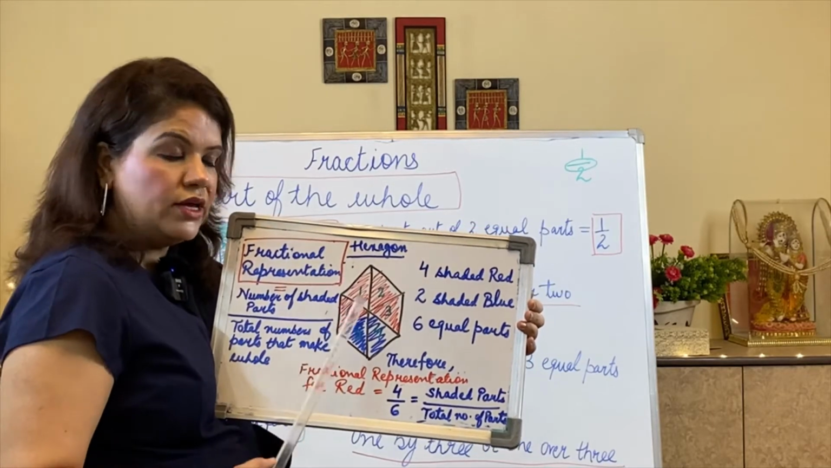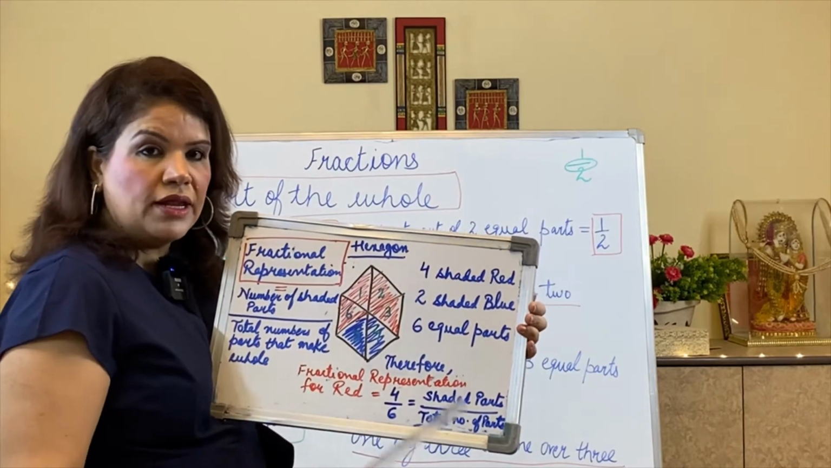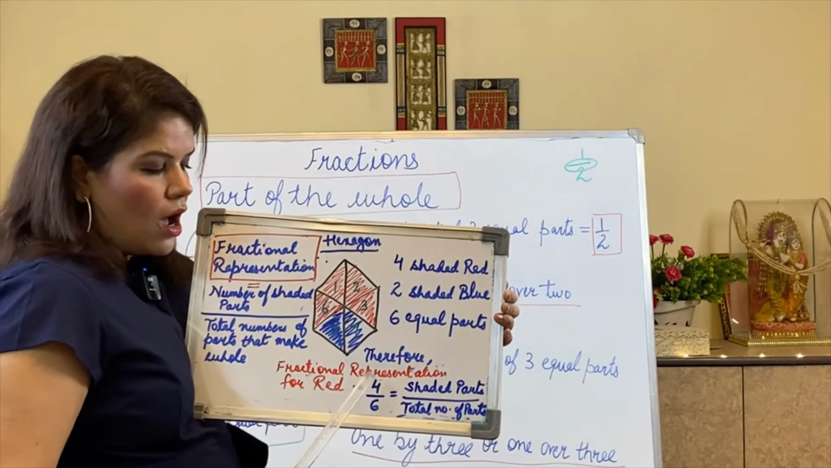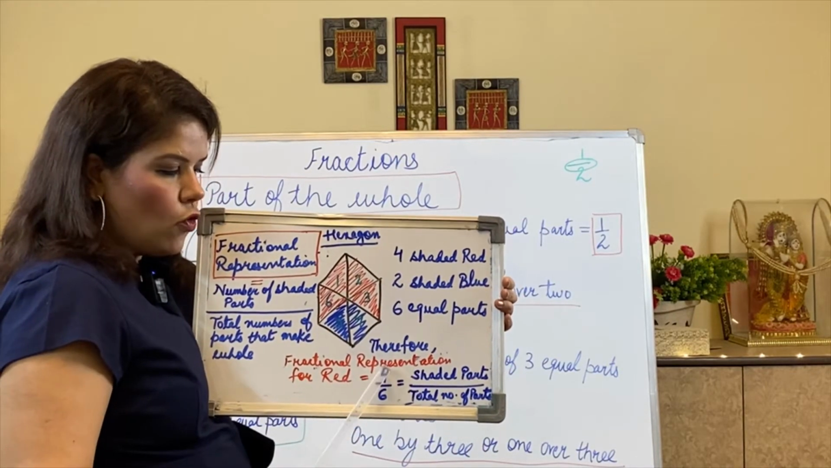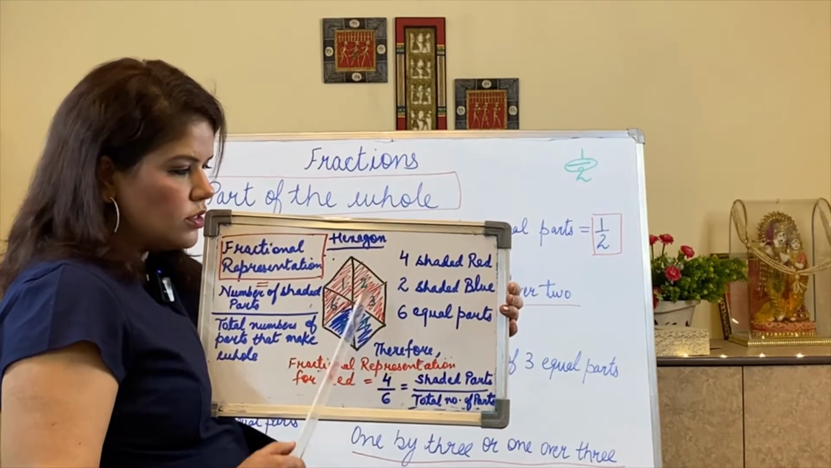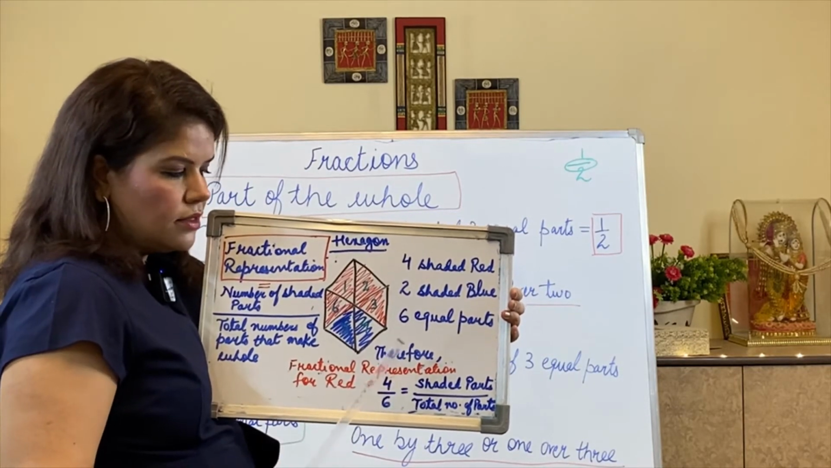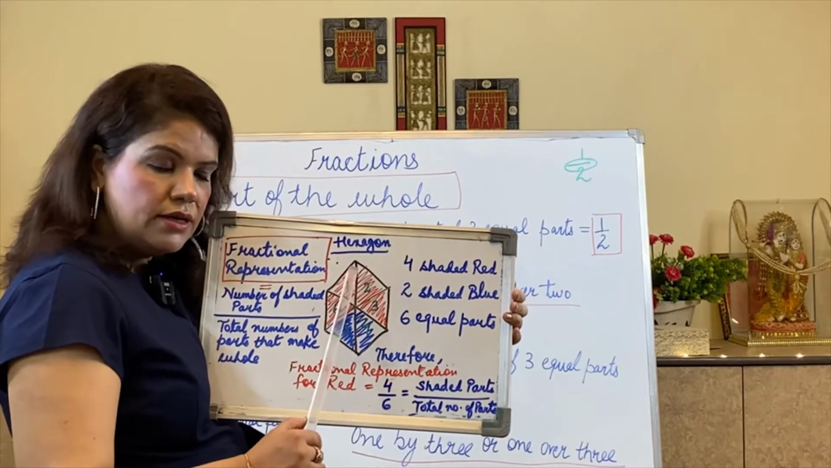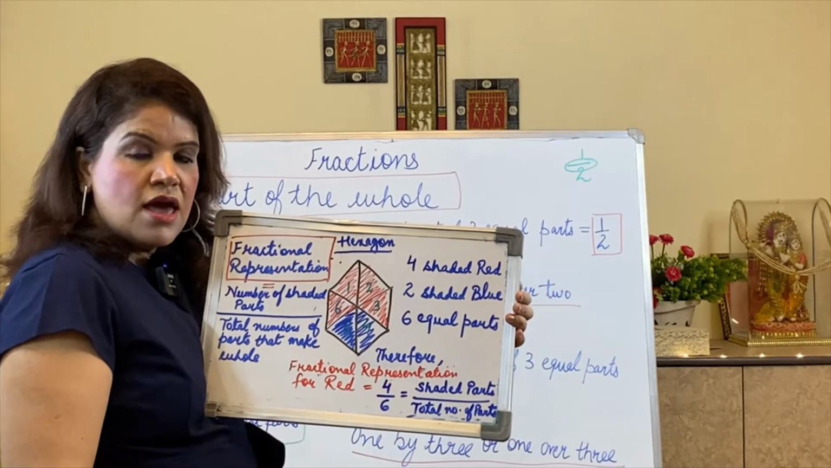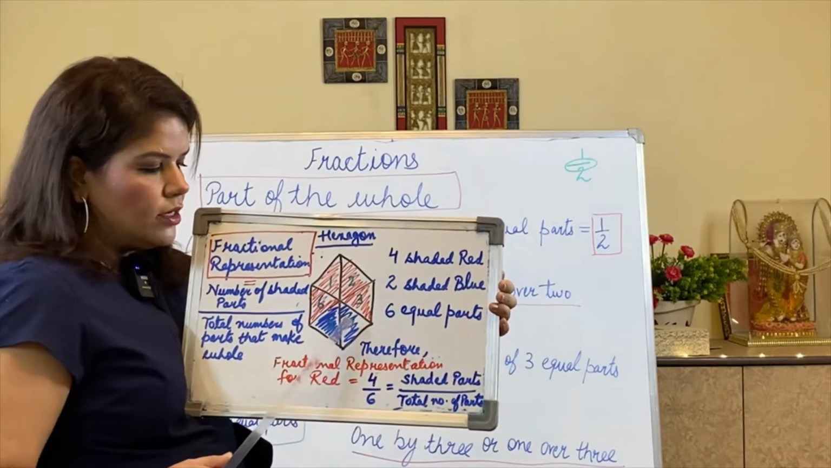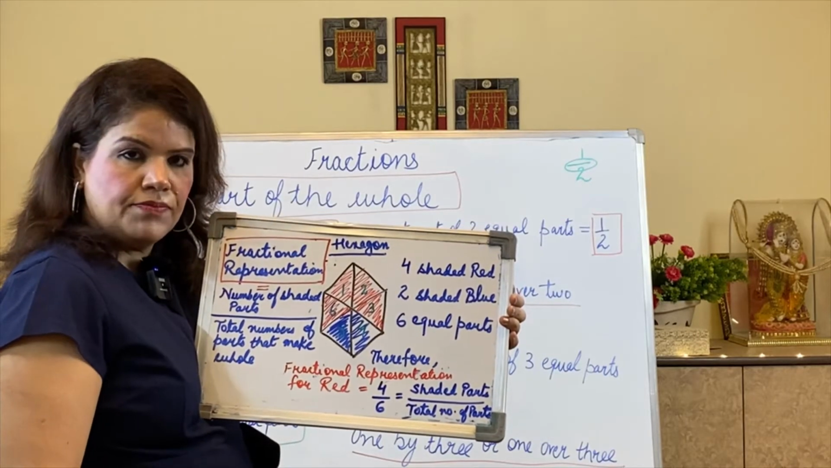If I am taking only the red part, how many of them are shaded red? How will I take that? It will be 4 by 4, because 4 parts were shaded red. And how many total parts were there? 6 parts. If I ask you, what about the blue parts?